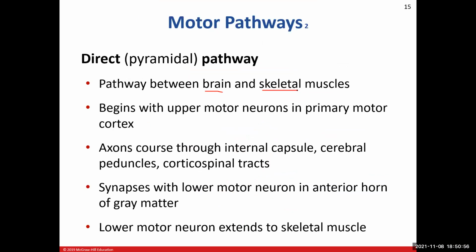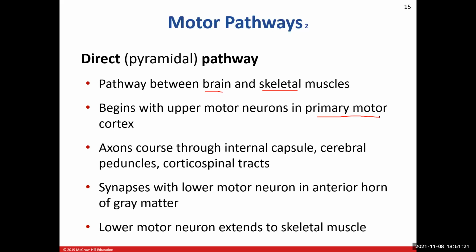So we're going to start with our upper motor neurons located in the primary motor cortex. That's in the frontal lobe. That specifically is in the precentral gyrus. And again, remember that motor homunculus, that weird drawing of how your brain views the rest of your body? That's where all that starts, up in that area there.